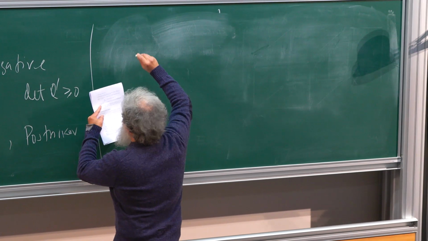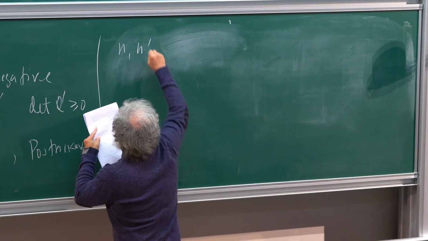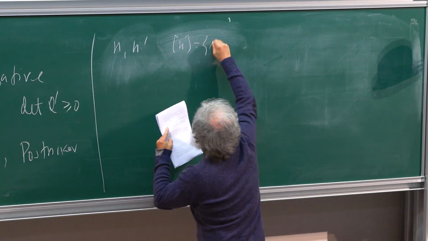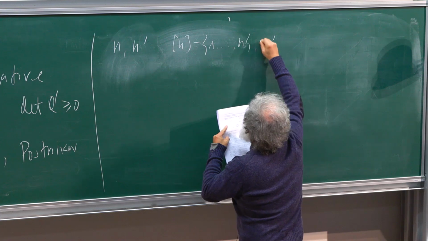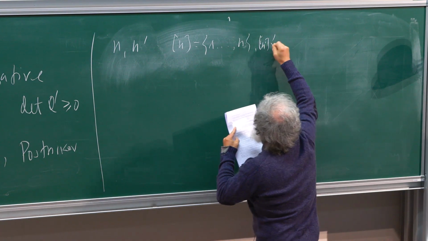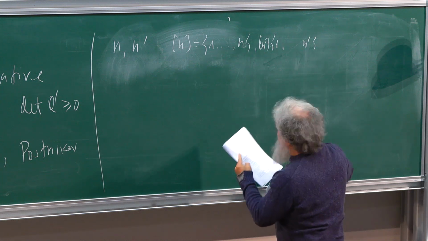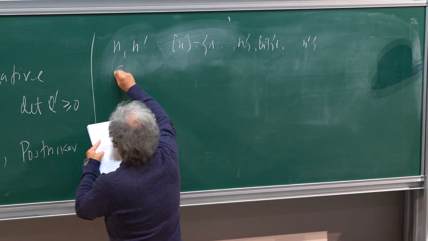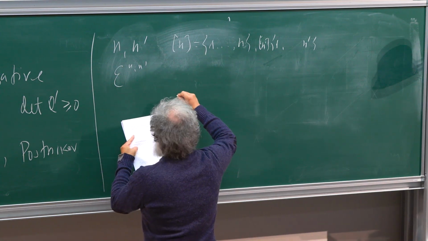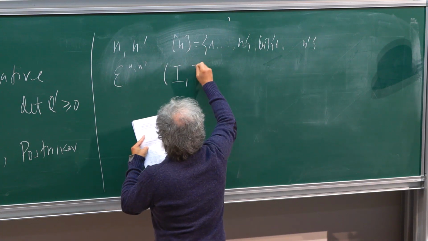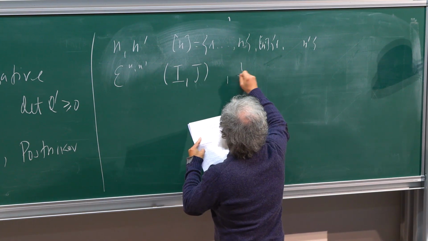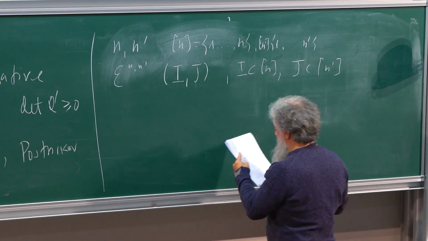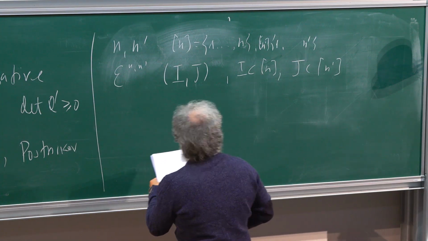So now we have two integers n and n prime. Then we have two sets, n, just 1 to n, and n prime, 1 to n prime. And we consider, by E(n, n prime), the set of pairs (I, J) such that I is a subset of n and J is a subset of n prime, and they are of the same cardinality.